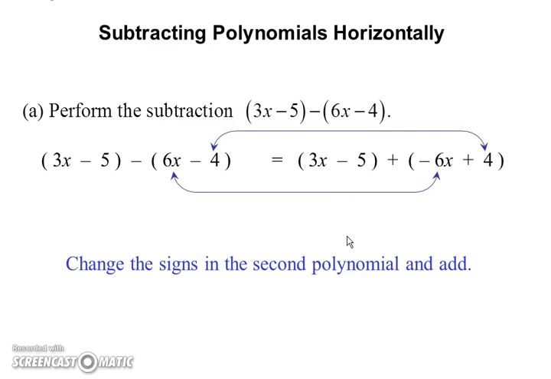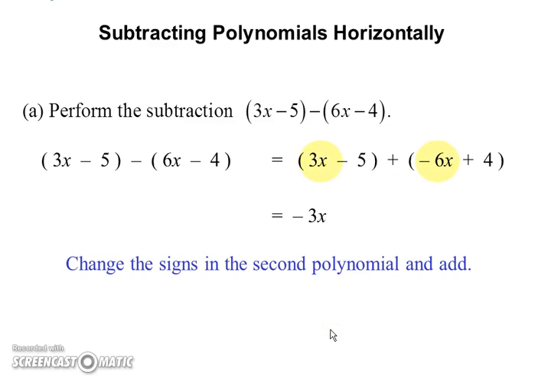So 3x plus a negative 6x, being careful with our signs, we should get negative 3x. And then minus 5 plus 4, we will get a negative 1. And the reason it's negative 1 is, think of the minus 5 being larger, it's negative, and we add 4, so we end up getting minus 1. So negative 3x minus 1, that's our final answer. Let's look at another example.